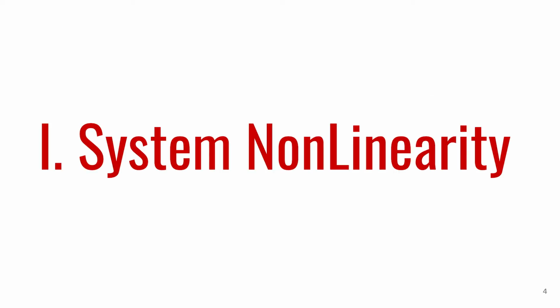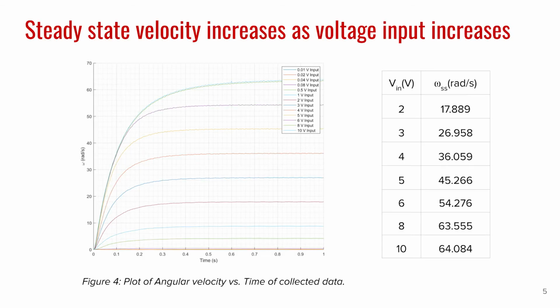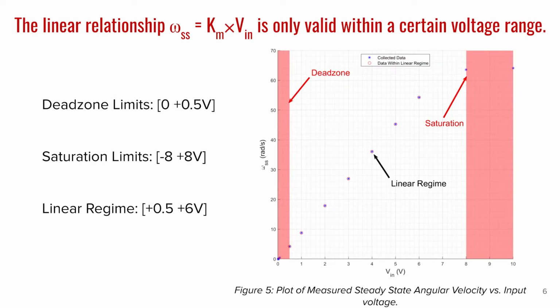Now we will discuss the nonlinearity of our system. As shown in the figure and table, as the voltage input increases, the steady-state velocity also increases. Figure 5 shows the voltage and steady-state velocity relationship. The dead zone, which is defined as the region at which the velocity is 0 for some positive voltage, has limits of 0 to 0.5 volts.